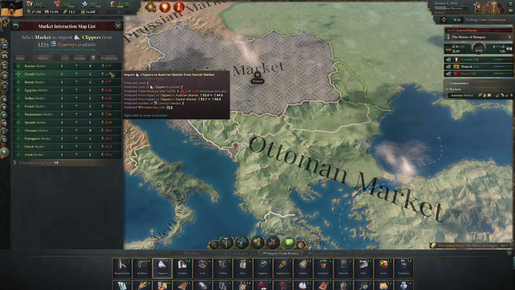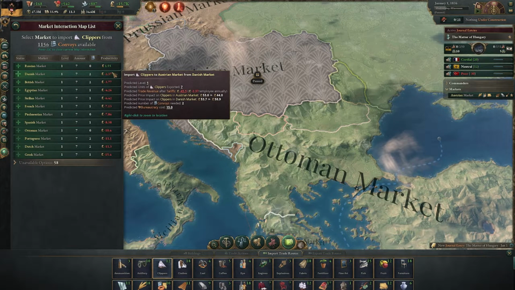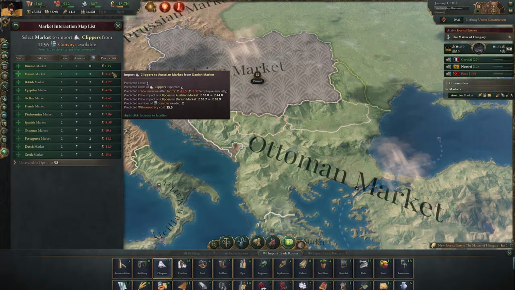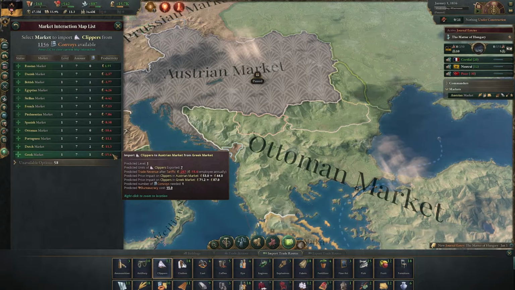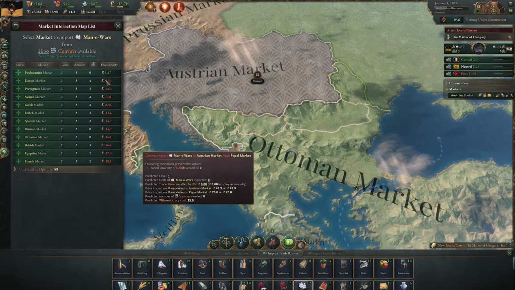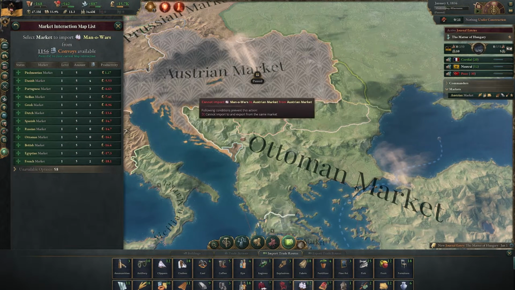I guess here would be a good instance. If we were to go into the Danish market, the impact on the cost of clippers in our market would drop by £9. That's a decent amount. It's not fantastic, but it's not terrible. So just keep in mind that you can totally do that here.